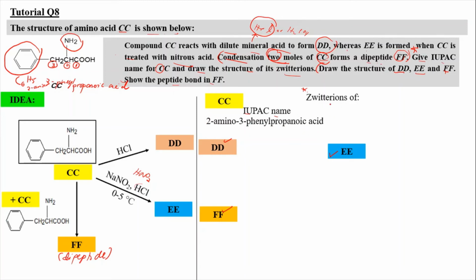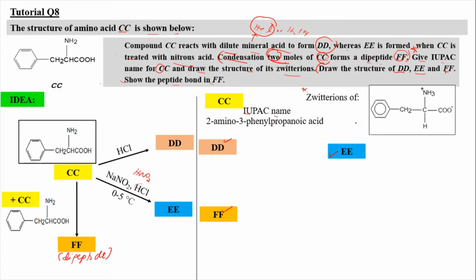Now we're going to do the zwitter ion of the CC. So the meaning of zwitter ion is that they're going to undergo internal acid-base reaction. So the internal acid-base reaction means that the base here is going to take up the hydrogen from the carboxylate part. So here is going to become NH3 plus and here is going to become COO minus. Okay, so here is going to become NH3 plus and here is going to become COO minus, and the overall charge here is still going to be 0 because the positive charge is going to be neutralized by the negative charge. Okay, so that's settled for CC. And now we're going to draw the structure of DD.